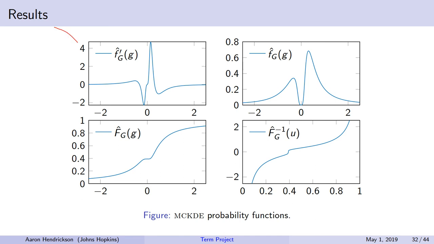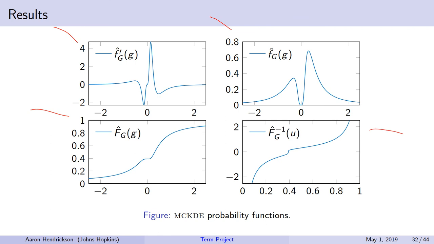We've got our derivative of our density. Here's the density of G, which is very strange looking. It's this bimodal, sort of heavy-tailed, wild-looking thing here. Here is our estimator for the CDF, and finally the estimate for the inverse CDF.